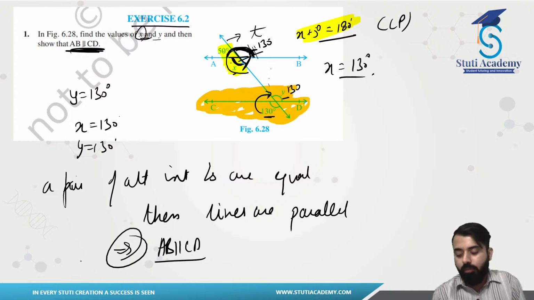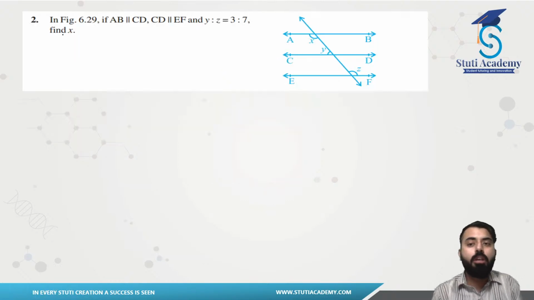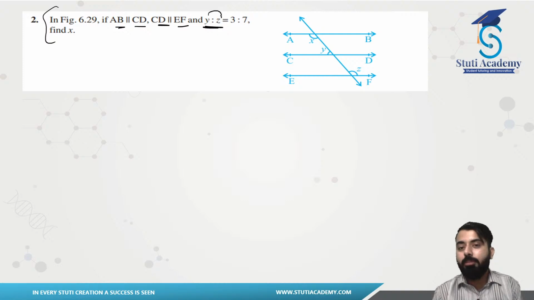So I'm going to move forward since the lecture might be getting quite lengthy. I have to complete this one now. So you guys see in this figure, we have what? AB is parallel to CD and CD is parallel to EF. Quite easy question. You guys can easily solve this one. We have been given the ratio between Y and Z. These two angles are already in ratio. So we have to find the value of x.